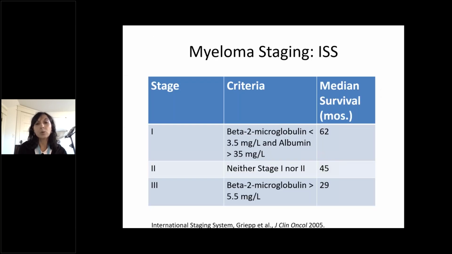So this is an old staging slide. This is how we used to stage myeloma. We use the tumor marker called beta-2 microglobulin, which is a blood test. And generally, the lower the level of the tumor marker, the lower the stage. And as the tumor marker goes up, the higher the stage. So there are 3 stages, and the median survival in months is listed there on the end.